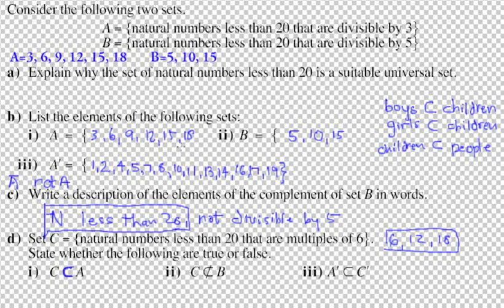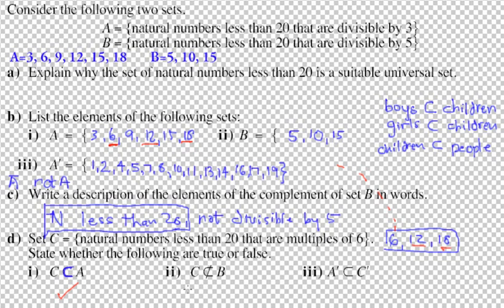3, 6, 9, 12, 15, 18. Is that true? Let's see. 6, yep. 12, yep. 18, yep. So, yes. Multiples of 6 are a subset of multiples of 3. In other words, if you are divisible by 6, you're also divisible by 3. And I suppose that makes sense.